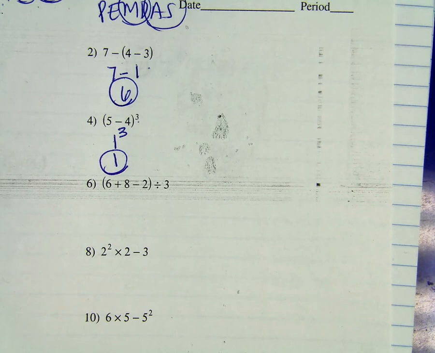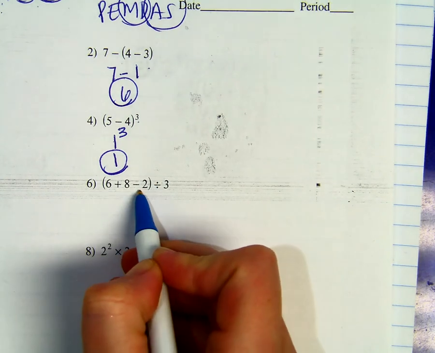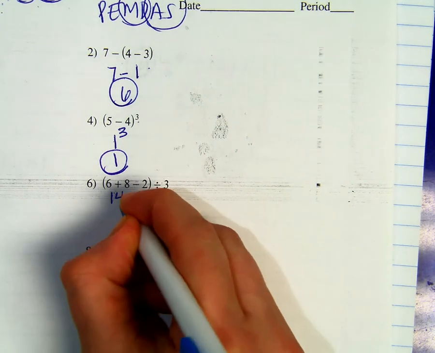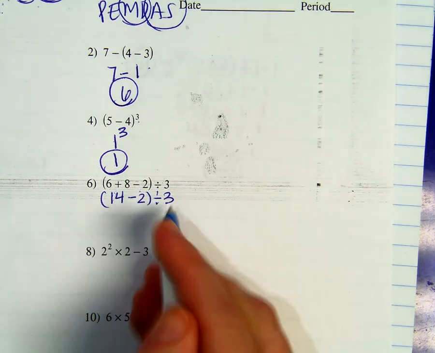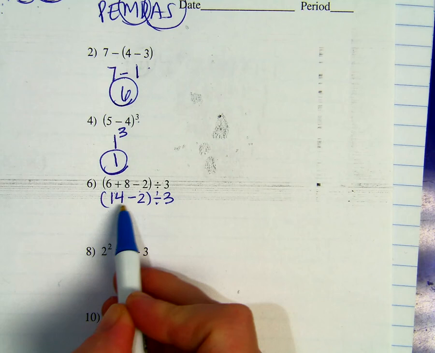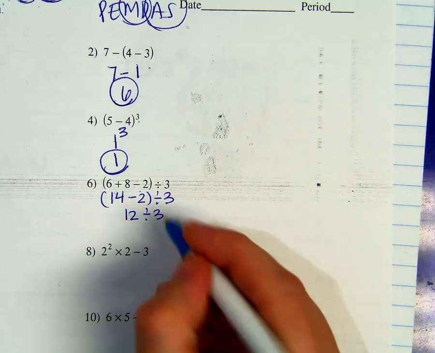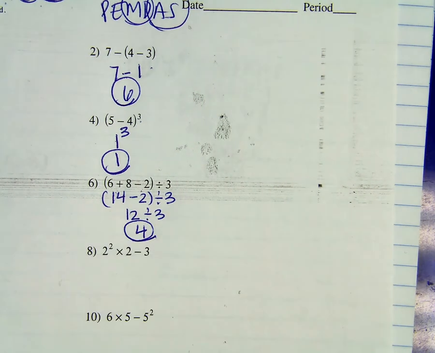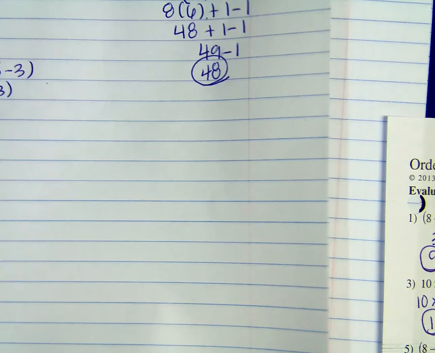For number 6, you do have a set of parentheses you're going to start with. Inside of the parentheses, you have addition and subtraction. You do that in the order in which you see it. The addition is listed first, so 6 plus 8 is 14. Bring down everything else. Still have parentheses. 14 minus 2 is 12, bringing down the division sign and the 3. Now we compute 12 divided by 3 for a final answer of 4. I'm going to have to do the others on notebook paper.